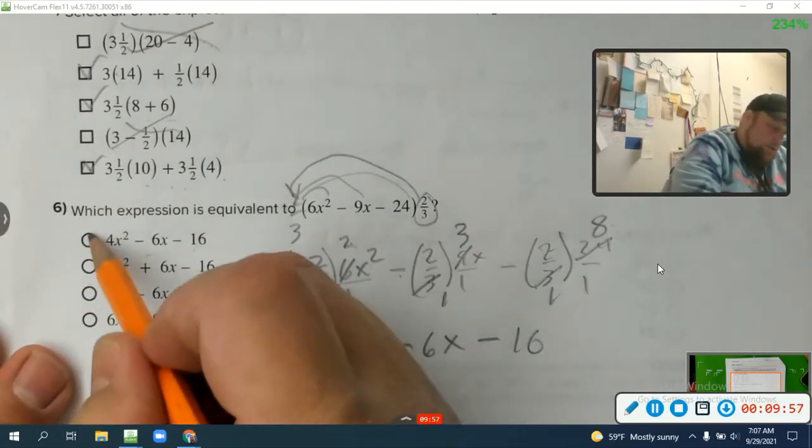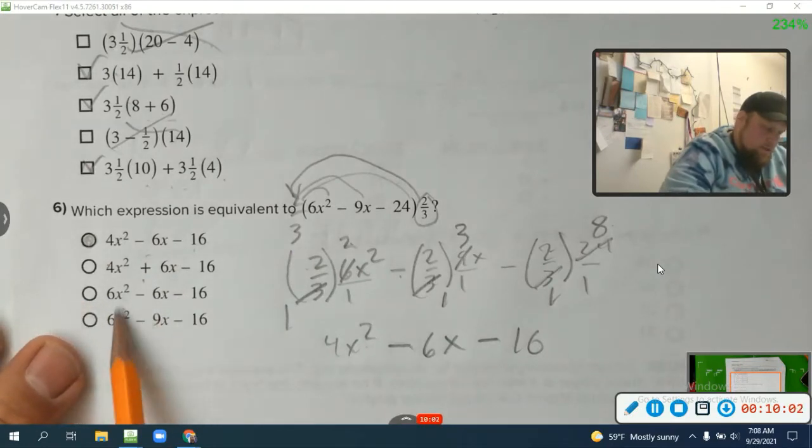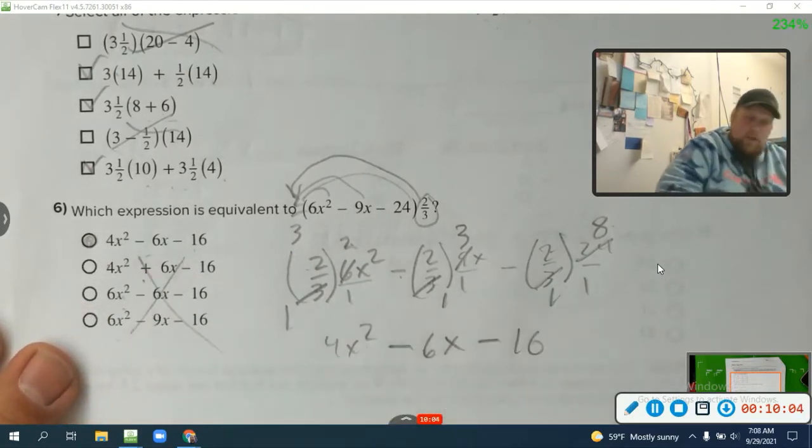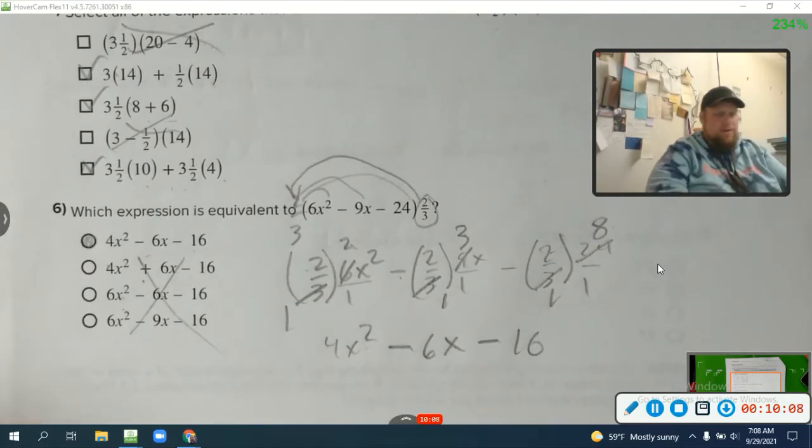Boom, it's right off the bat. This one had a plus, that wouldn't have worked. These two are 6x squared, so they're no bueno. Okay? Awesome. That's how we do this. Distribute. It's awesome.